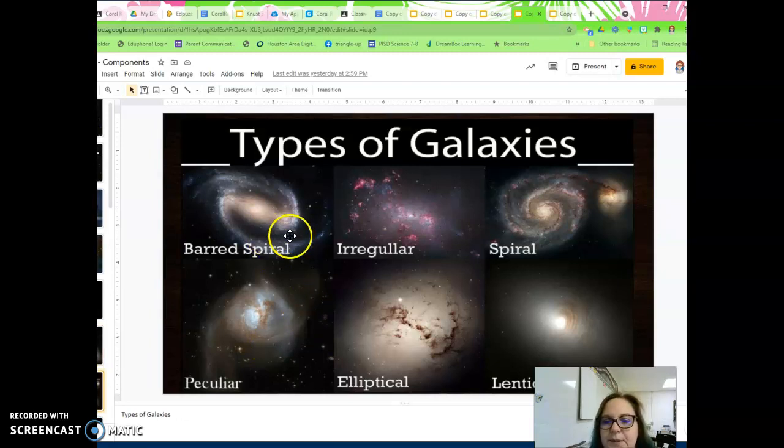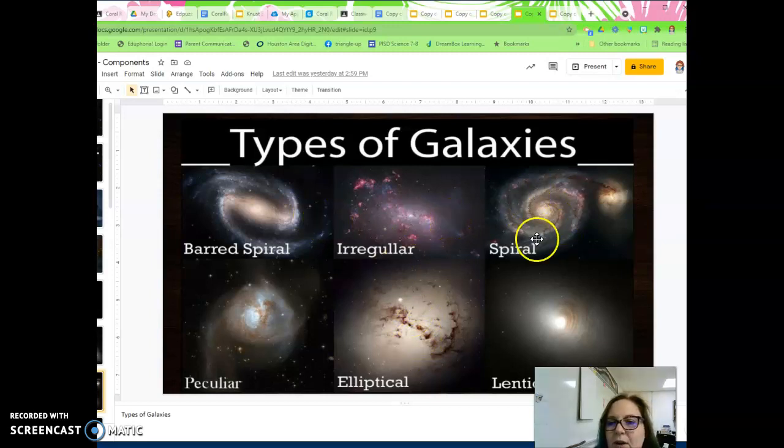So these are the different types of galaxies that we deal with. The most common types that you'll see are spiral, irregular, and elliptical. We don't usually talk about peculiar because most peculiars fit into irregular. And lenticular, most of the time, if it's lenticular, we just classify it as part of an elliptical. So these first three are the ones that we talk about the most often.